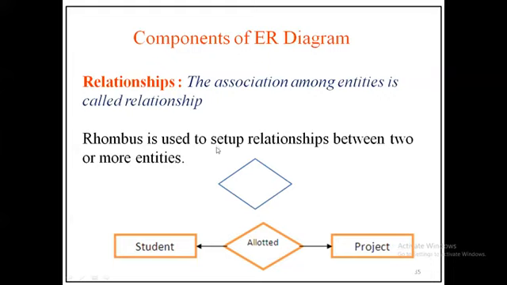Now, a rhombus is used to set up a relationship between two or more entities. The graphical representation of a relationship is a rhombus. How many entities here? Two entities. Student is one entity, project is also an entity. In between these two, if there is any relationship, obviously we need to give one relationship, that is allotted.